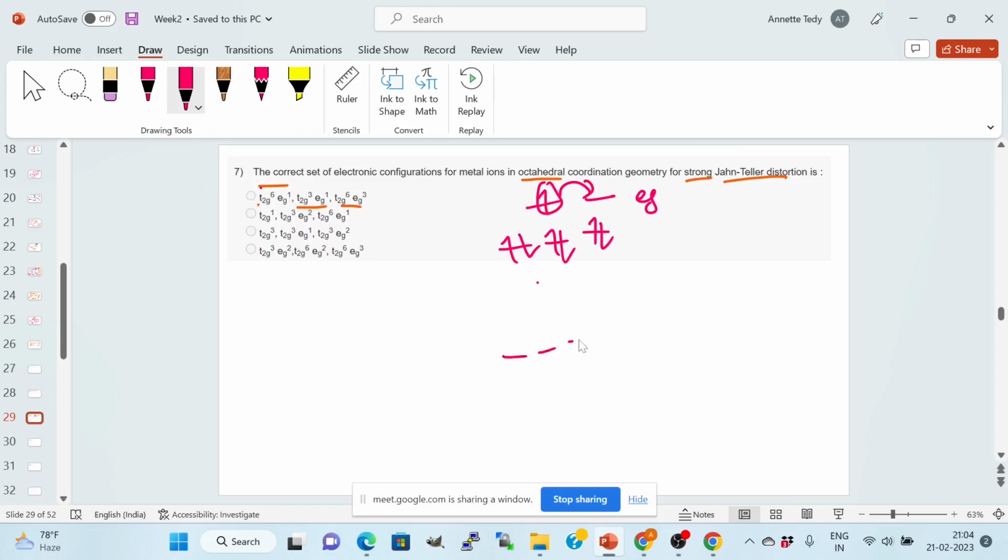Then t2g3 eg1. Here also it can go, it will be strong Jahn-Teller distortion, so this is also right. Then t2g6 eg3. In that case, it will be like this. Still, this electron can come here, so there will still be Jahn-Teller distortion. Is this clear?